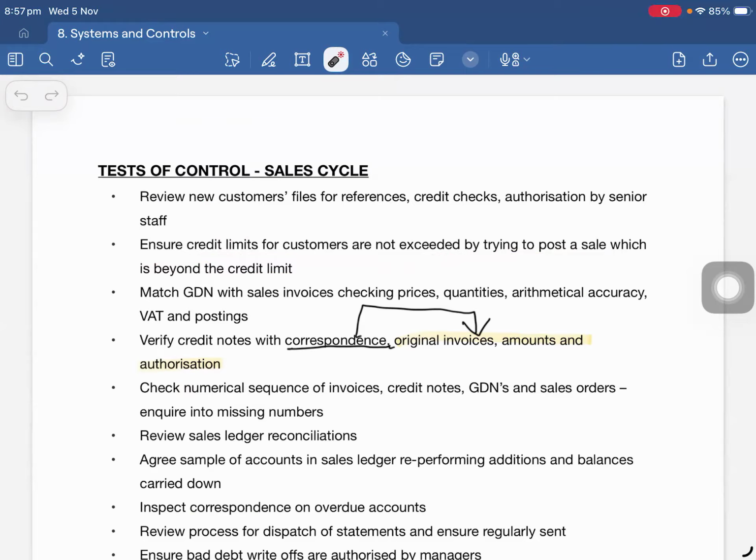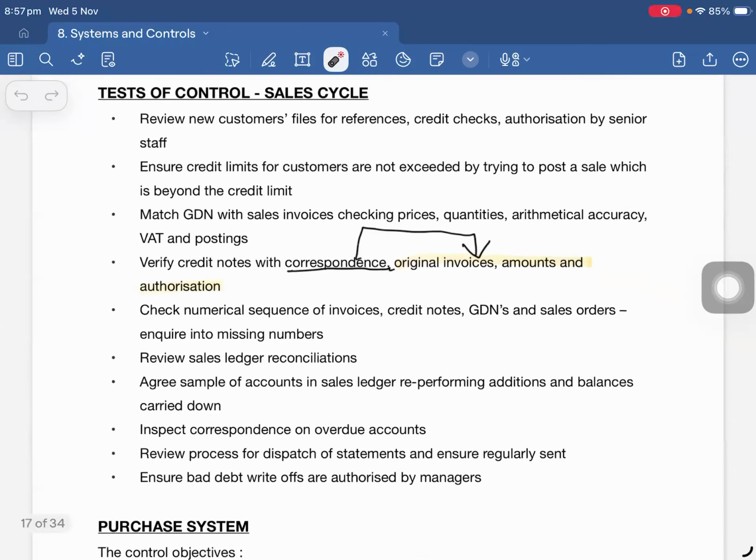Clear? Then you're going to check the GDN with the sales invoice, the list prices, the quantities in order to ensure arithmetical accuracy. And also you're going to check the VAT and the postings as well. Clear? Next is you verify the credit notes with the correspondence. That means the communication with the original invoices, with the amounts and authorization, and also the GDN where the goods returned has been recorded. Clear?